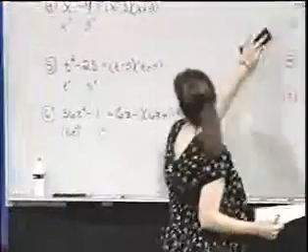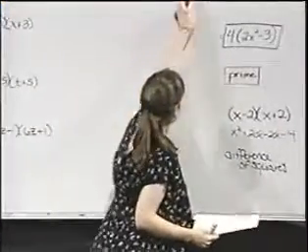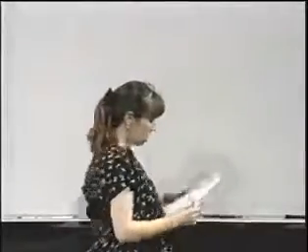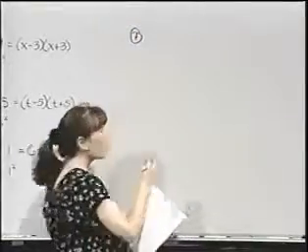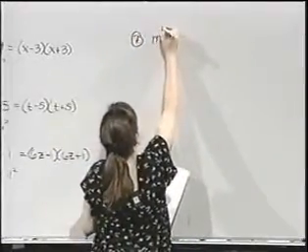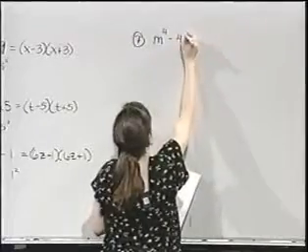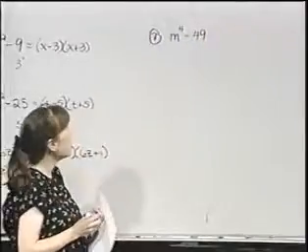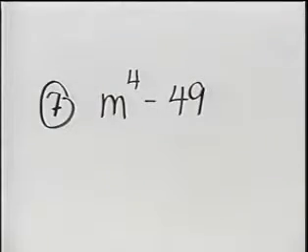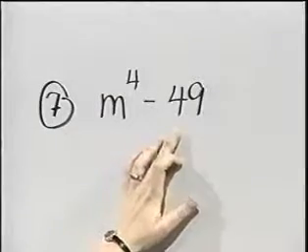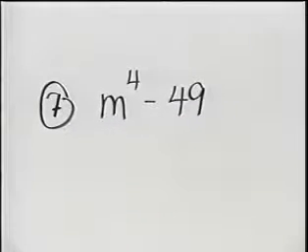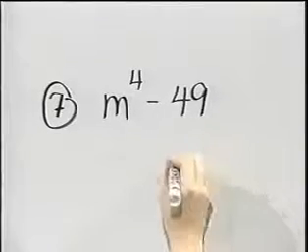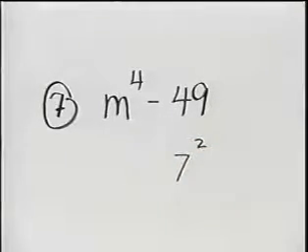And let's look at one more. Let's look at number 7. Number 7, I want to do a little trickier. Let's do m to the 4th minus 49. Is this of the correct form to factor? Yes, it is, because this and this are both squares. Well, let's see. 49, that's 7 squared. So 7 is the number there.